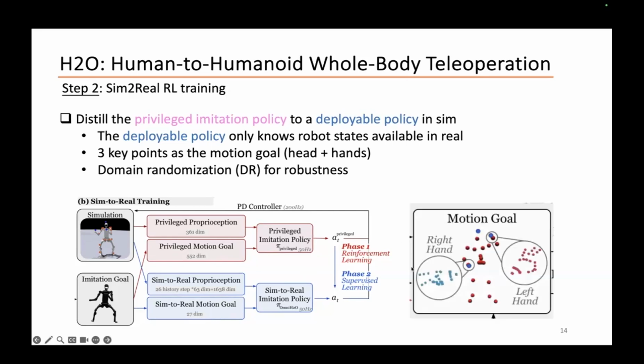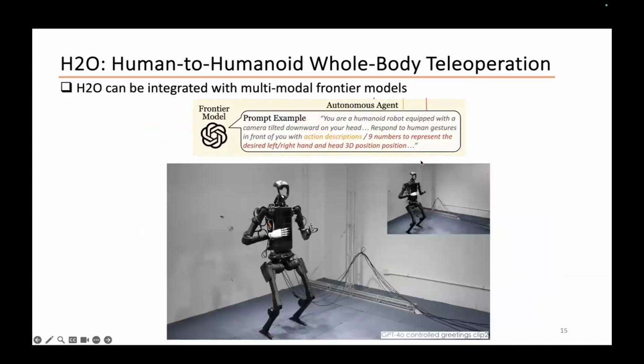Regarding the motion goal, we select the Sim2Real motion goal. The reason it's 27 dimensions is we only use 3 key points as the motion goal, like one head and 2 hands, and each one is 9 variables. So together it's 27 dimensions. Because we want to make this framework general, we want this interface to support as many devices as possible, like VR. So we use a simple motion goal. And of course, as you can imagine, we use a lot of DR for robustness. DR stands for domain randomization.